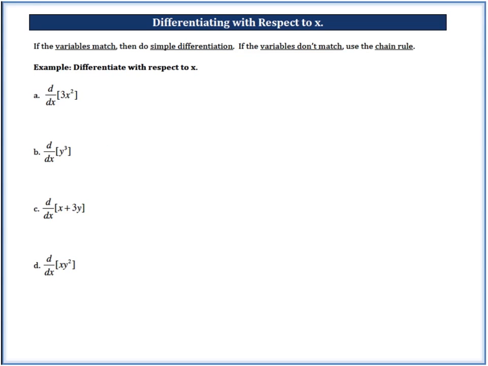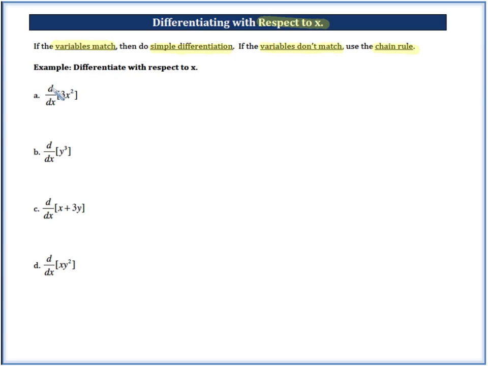Before we can differentiate implicitly, we need to learn what it means to differentiate with respect to x. If the variables match, then we do simple differentiation. If the variables don't match, all we have to do is use the chain rule. Let me show you what I mean by that.